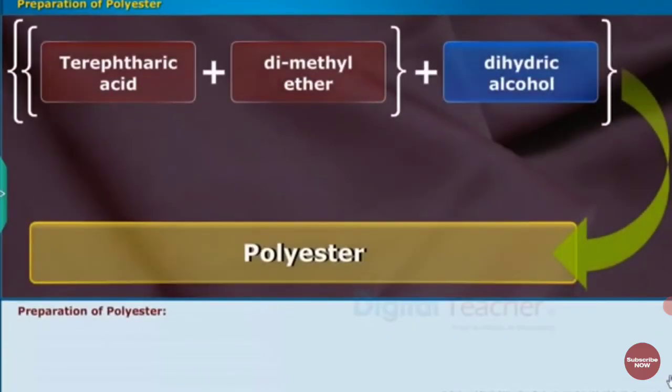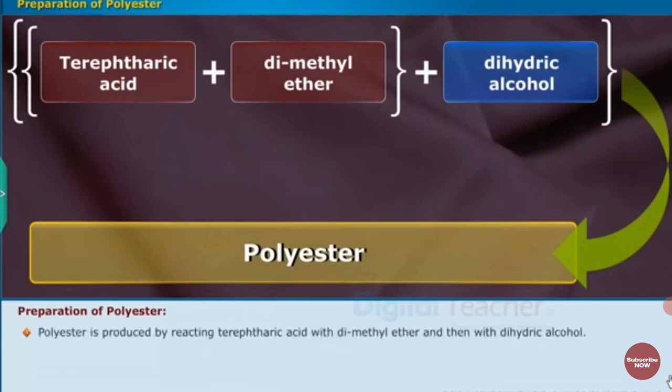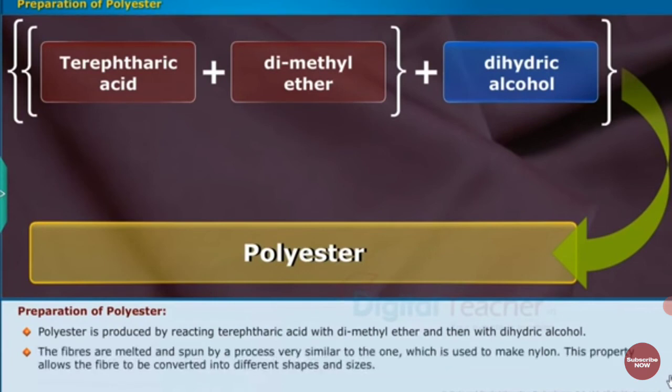Let us now discuss how polyester is prepared. Polyester is produced by reacting terephthalic acid with dimethyl ether and then with dihydric alcohol. The fibers are melted and spun by a process very similar to the one used to make nylon. This property allows the fiber to be converted into different shapes and sizes.